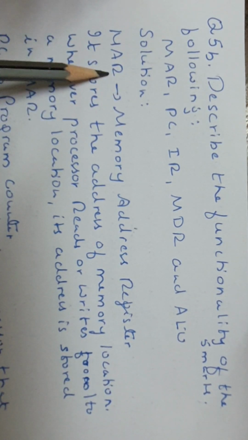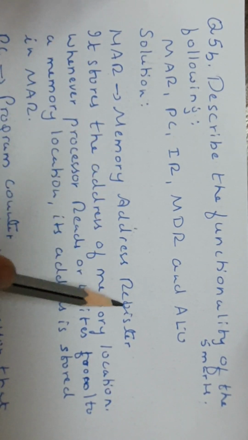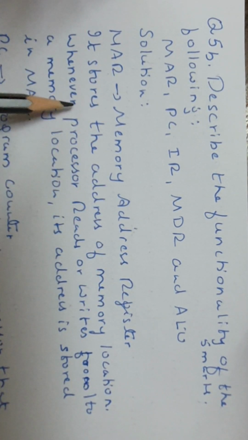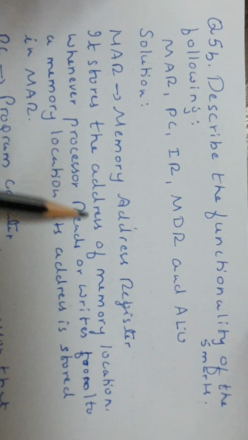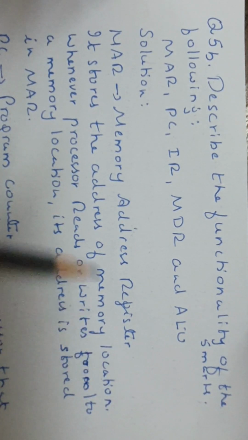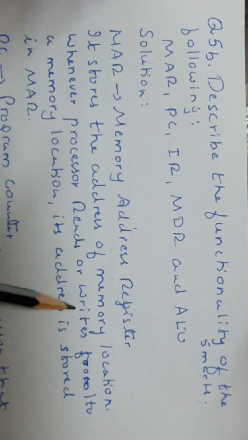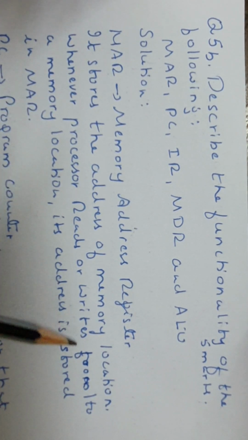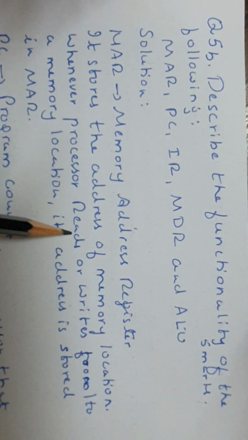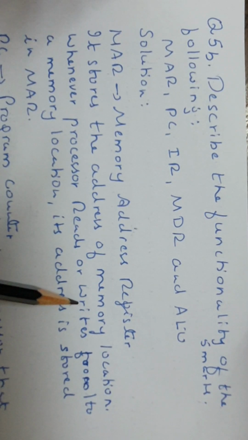Solution. What is MAR? It is memory address register. Processor has some special registers for some special functionality. So MAR stores the address of memory location. Whenever processor reads or writes from or to a memory location, that is from memory when it reads and to memory when it writes, its address is stored in MAR.